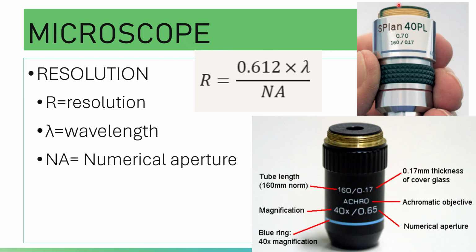So let's take a look at this. This 0.612 here is constant. It is derived from the Rayleigh criteria. This 0.612 describes the diffraction limit of optical systems.